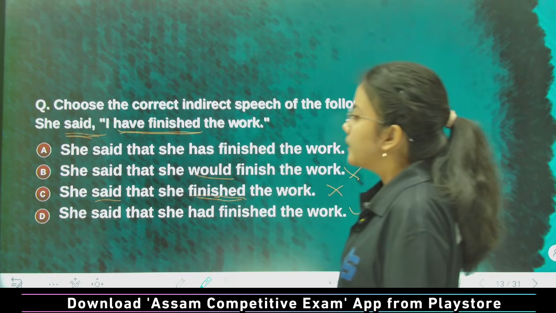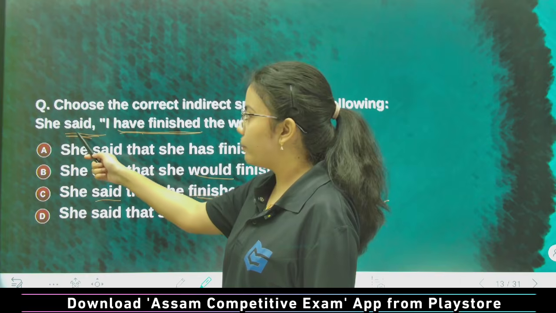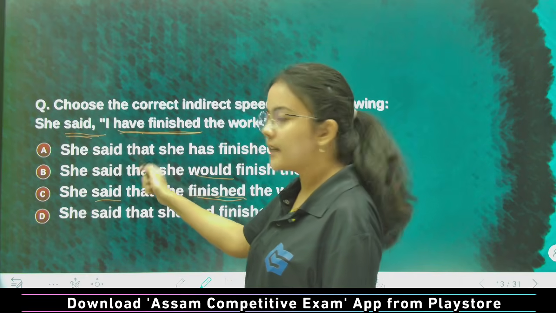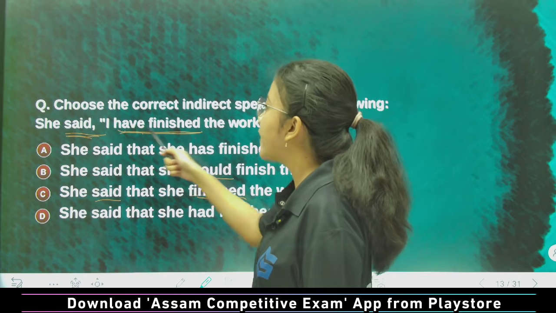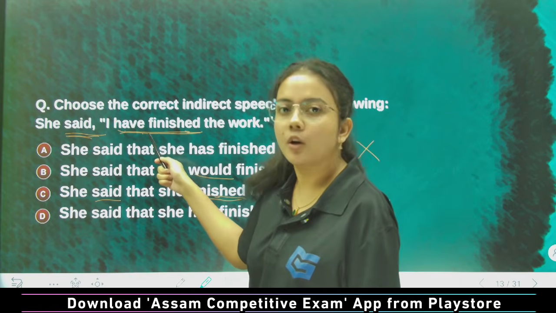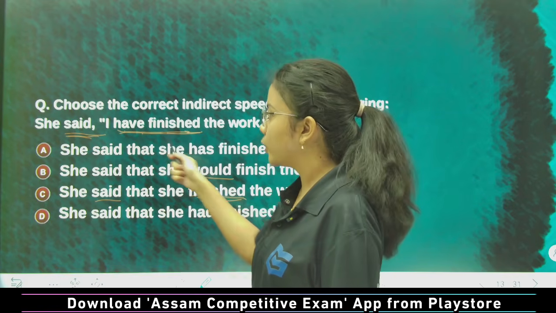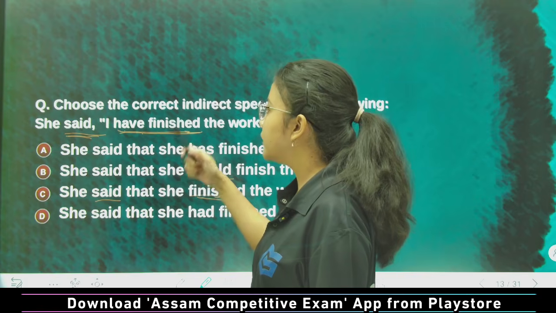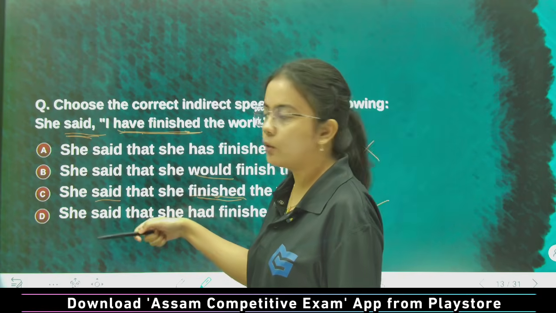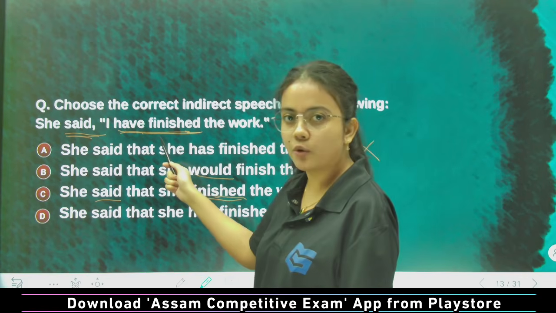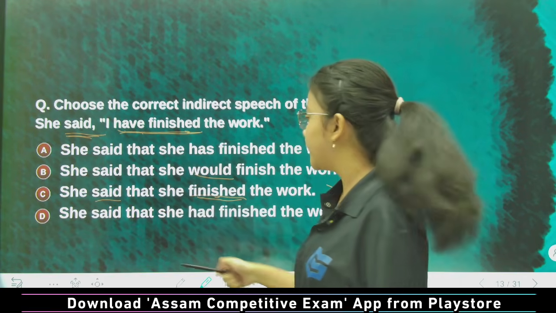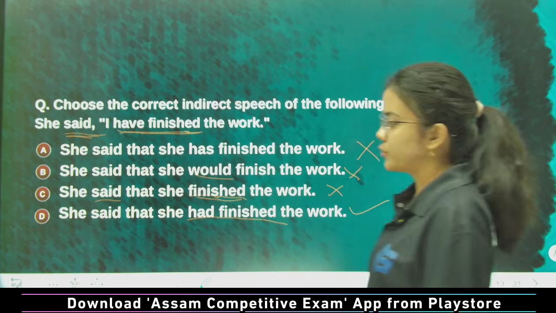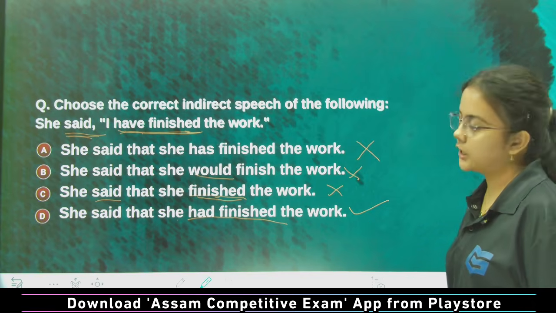What happens if the reporting verb is past and we change to indirect speech? The reported verb here is have finished, this is the reported verb. In direct speech it is the reported verb, and in indirect speech it goes to the past. Since this is present perfect, when narration changes to indirect speech it becomes past perfect. So D is the correct answer.